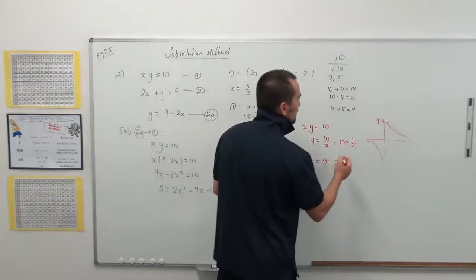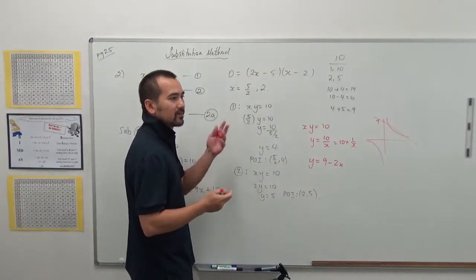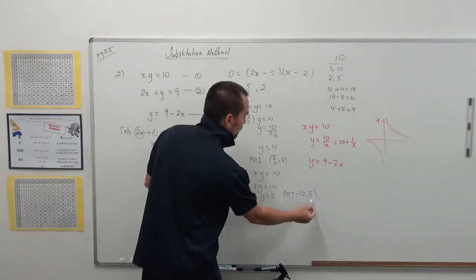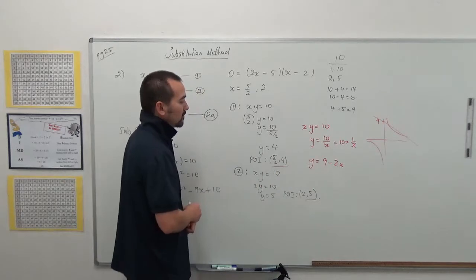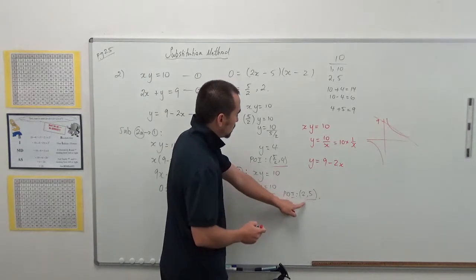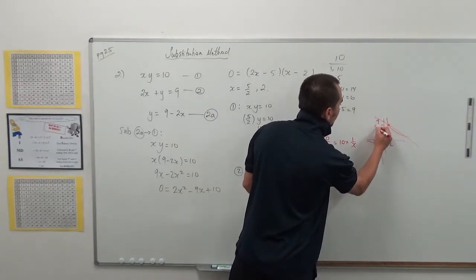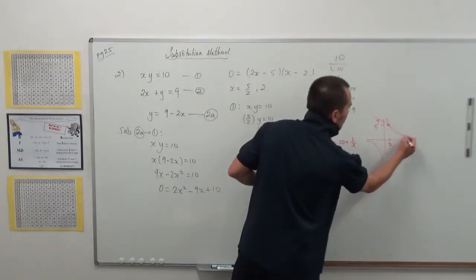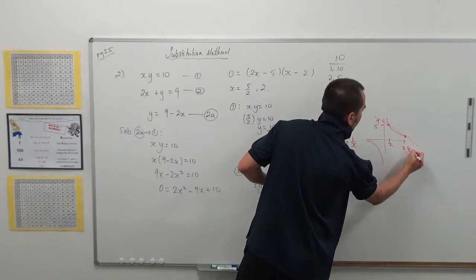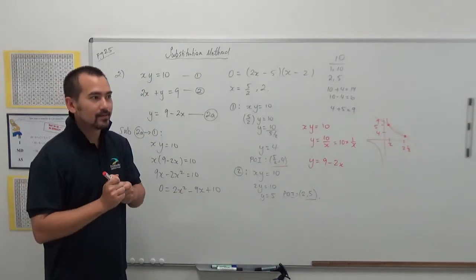How many points of intersection did our algebra tell us there are supposed to be? 2. One's at 2, 5, and the other one was at 2.5, 4. So 2, 5 would be this one here, and 2.5, 4 would be this one here. So that's what it means. Okay, we'll close that.